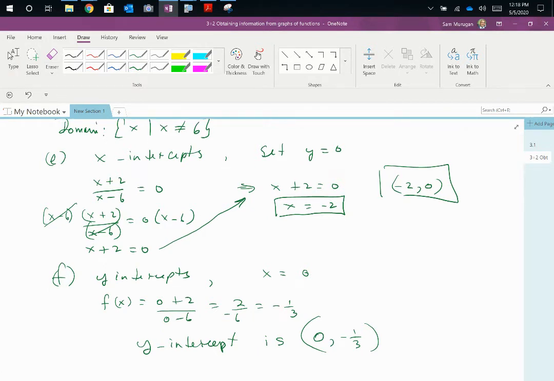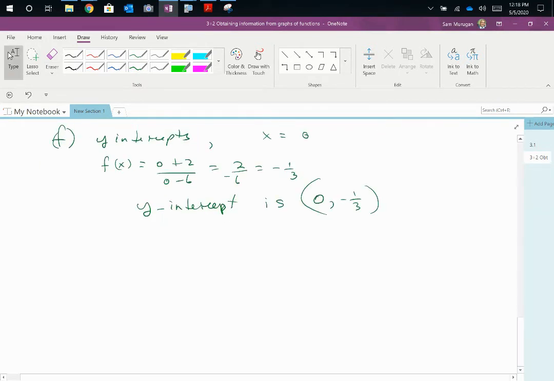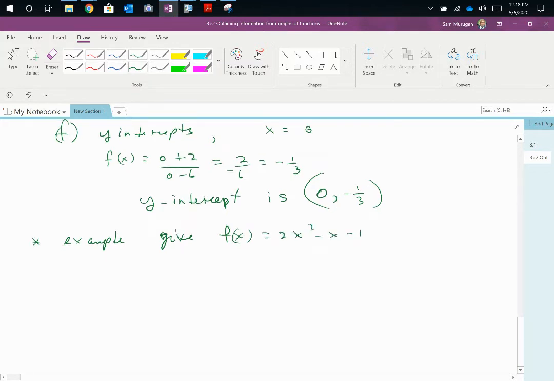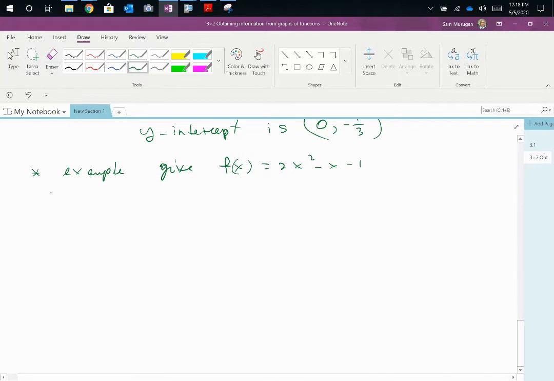And I want to also do this for a quadratic function. Example, given f of x equals 2x squared minus x minus 1. So we're going to answer the same 6 questions.